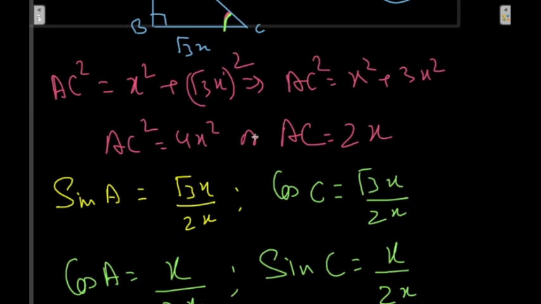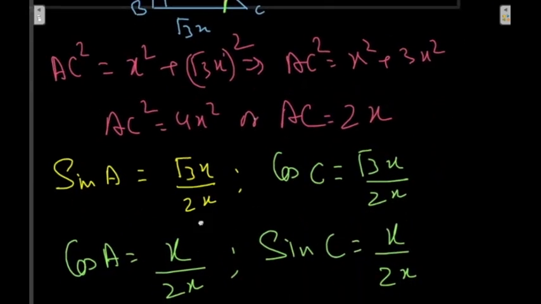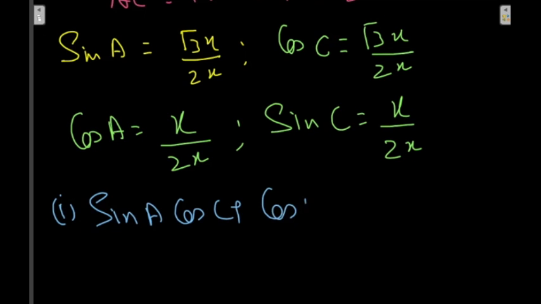Now it is simple. So let's write down what we have to find here. It is sin A cos C plus cos A sin C. We have to find sin A cos C plus cos A sin C. So we have all the values here.